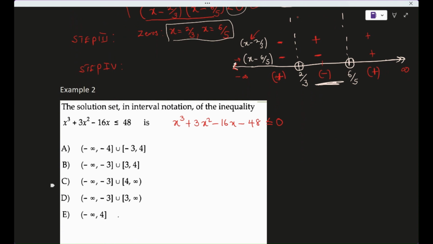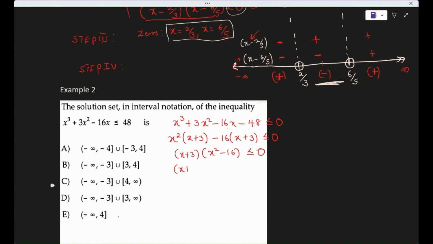Here we can do it by grouping since we have 4 terms. If you look at the first 2 terms, we can take an x squared out so that we have x plus 3. From the second two terms we can take out 16, and we also have x plus 3. This is less than or equal to 0. Then we can take x plus 3 as a common factor so that we have x squared minus 16, less than or equal to 0. Then the second term here, we can write it as what?